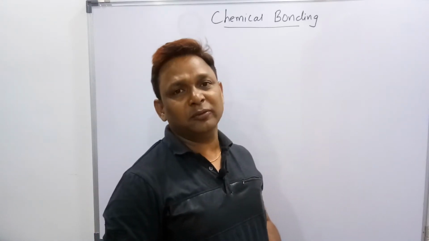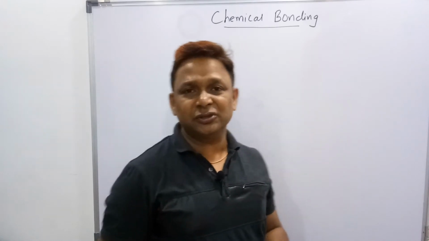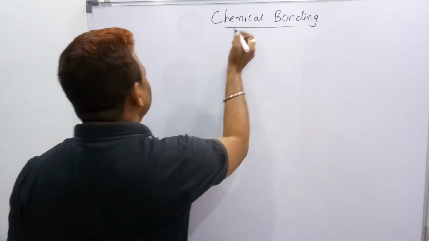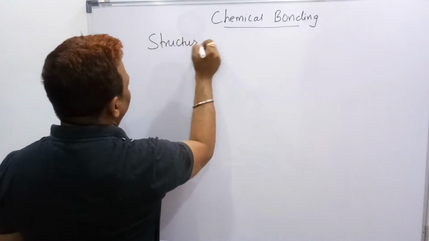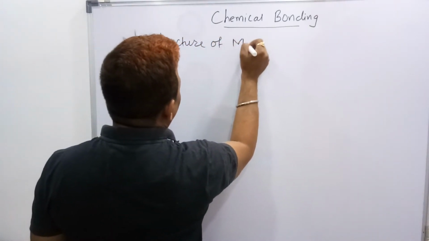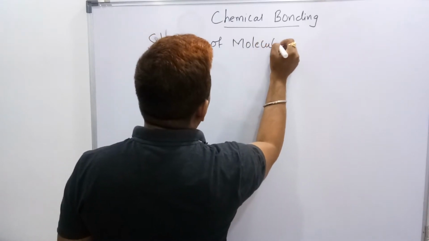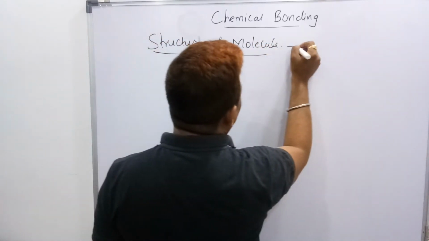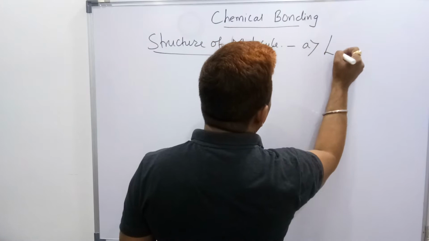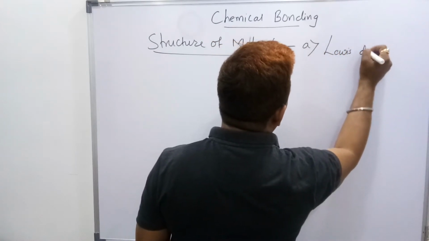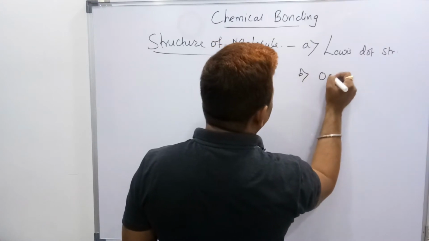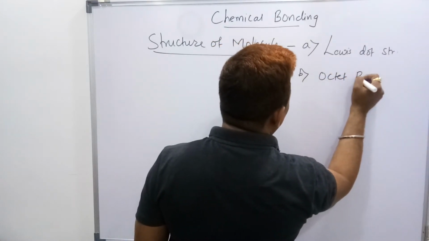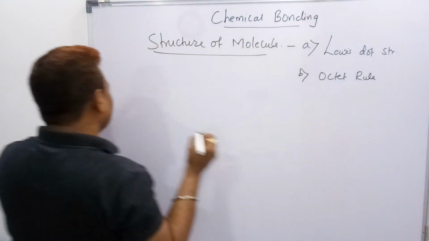Now in today's video I am going to discuss how to draw the structure of molecules. In this particular part, chemical bonding, how to draw the structure of molecules. For drawing the structure of any molecule, we should know first the Lewis dot structures, as well as what is meant by the octet rule. Let us go with the Lewis dot structure.